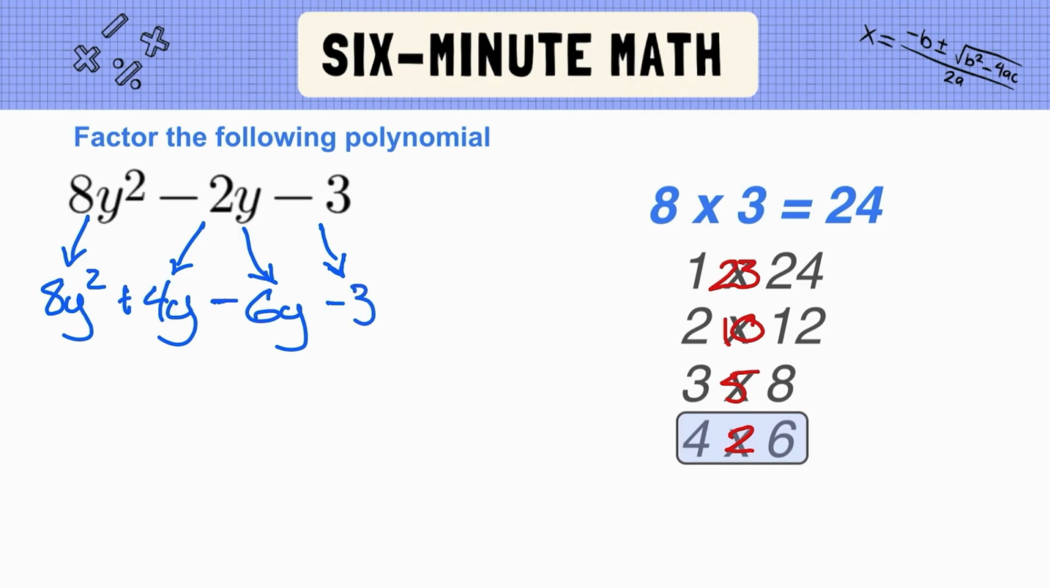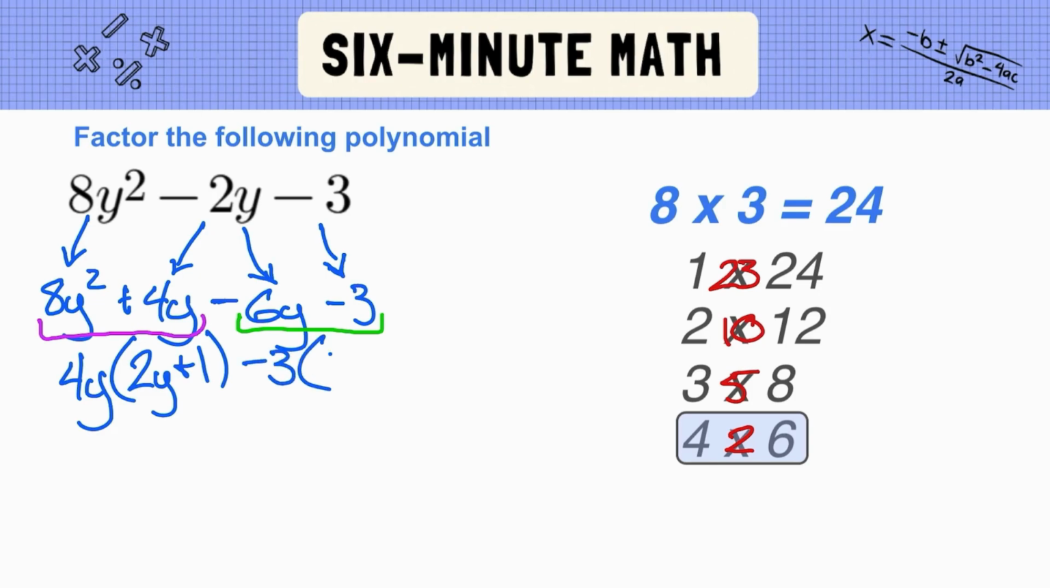And now I factor by grouping. So I group my first two together, and I can factor out a 4y. And I am left with 2y plus 1. I'm going to group these second two terms together. I'm going to factor out a negative 3, and I'm left with 2y plus 1.